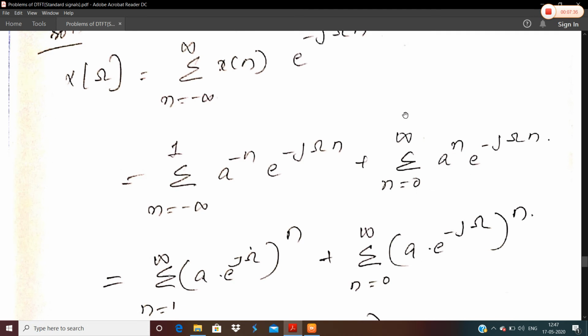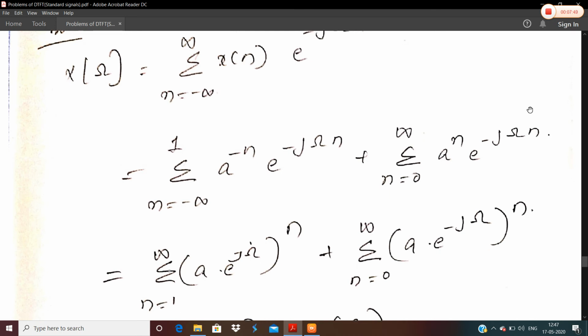Sigma n is equal to 0 to infinity, a raised to n e raised to minus j omega n. So we have split it into two sections. One is the negative side and the other one is the positive side. That is how you have to perform the calculation when you are given a modulus function in your question.